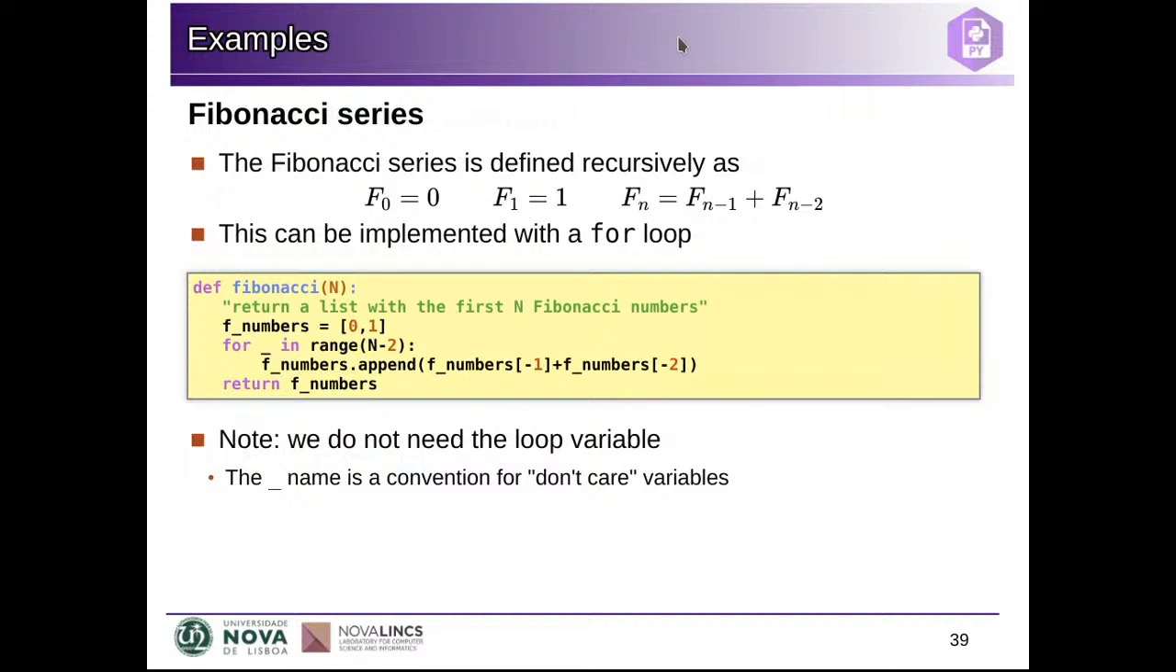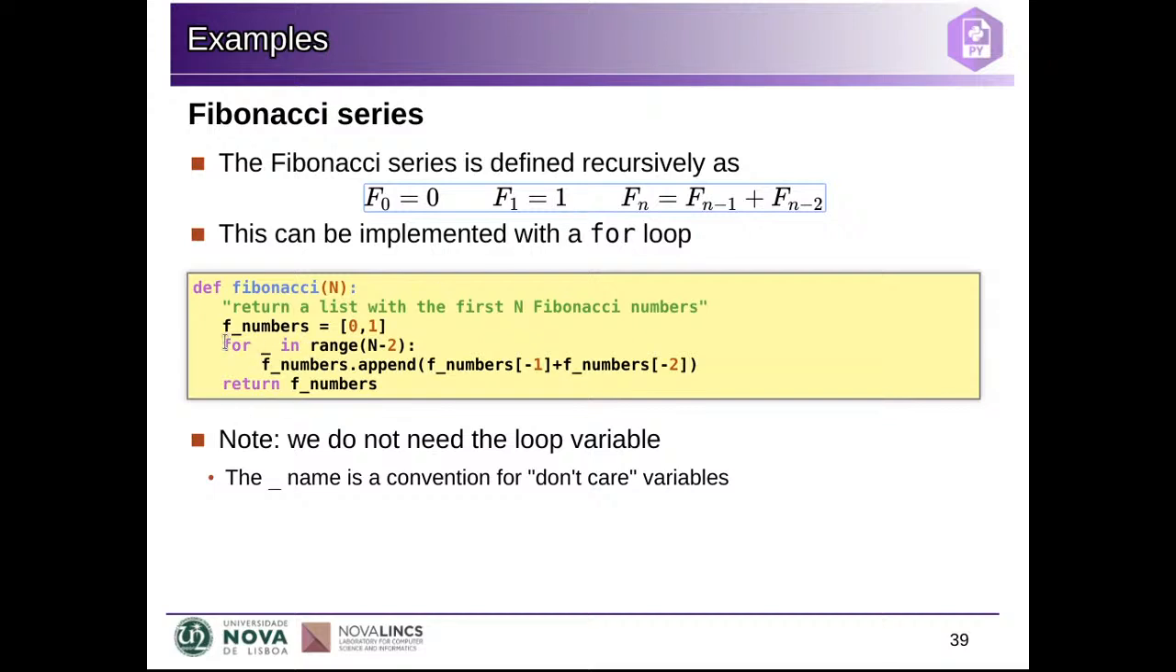We can do things that are a bit more sophisticated. For example, the Fibonacci series, we start with these two numbers, 0 and 1. So the first element of the series, f0, is 0. The second element, f1, is 1. And each element n is the sum of the previous two elements. So we can implement this with a for loop. So let's say we want n Fibonacci numbers. We start with the first two. These are always 0 and 1.